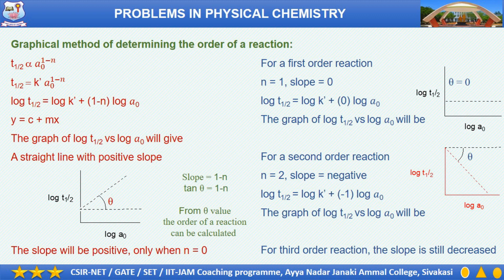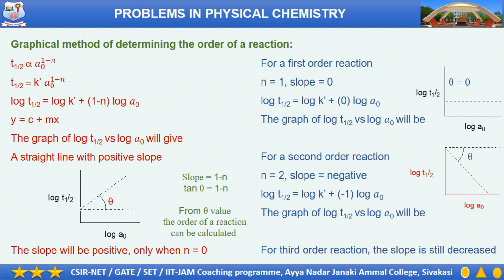Here, the variable y is log of T half, this is a constant, let it be c, and this is a variable, x. For a given order, the coefficient is a constant m, so y equals mx plus c. Therefore, if you plot this, you will get a straight line, where x is equal to log of A naught, and you will get a straight line with a positive slope.